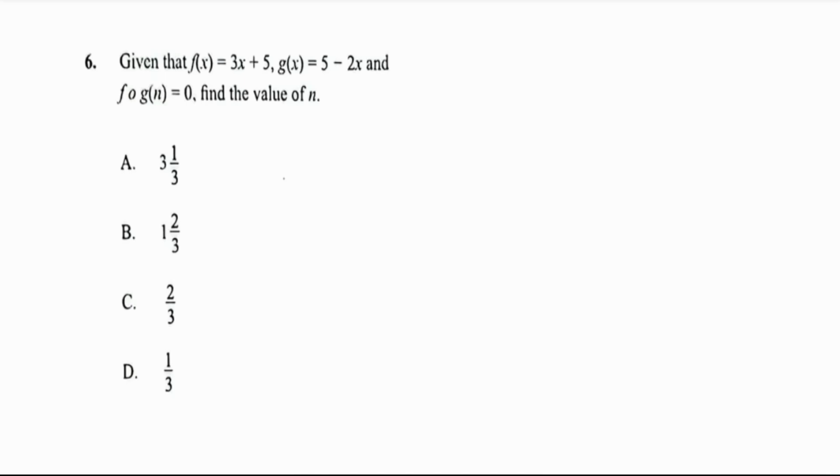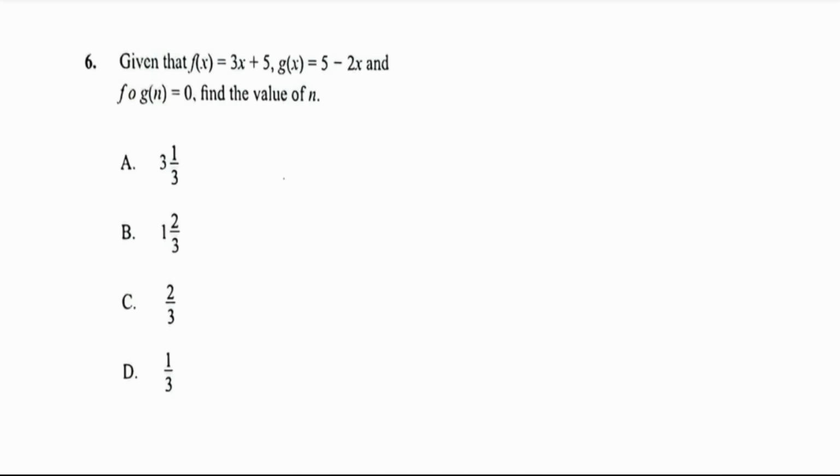We go straight to question 6, which says that given that f of x equals 3x plus 5, g of x equals 5 minus 2x, and then f of g of n equals 0, find the value of n. Like I said earlier, this question is from the topic functions, and more specifically composite functions.